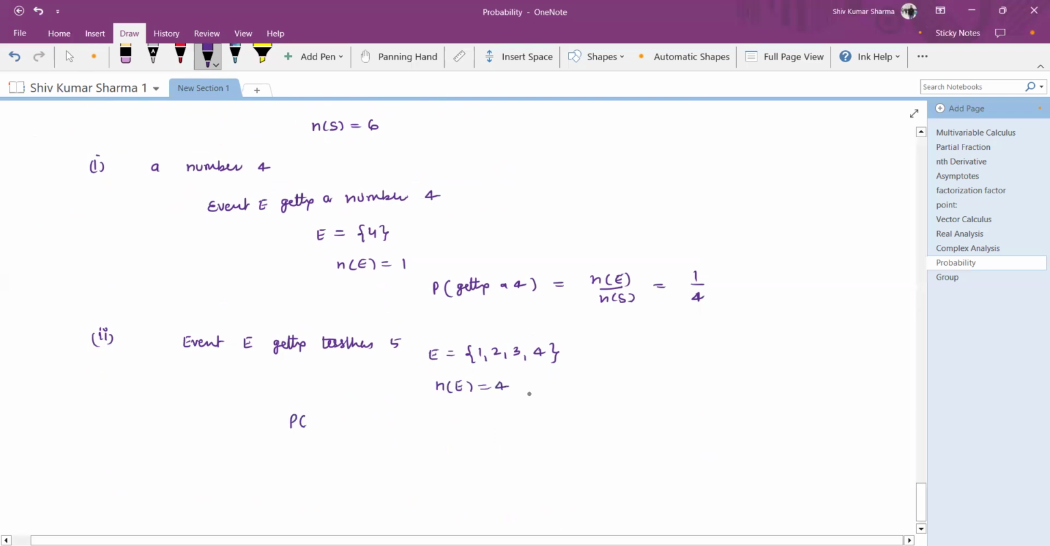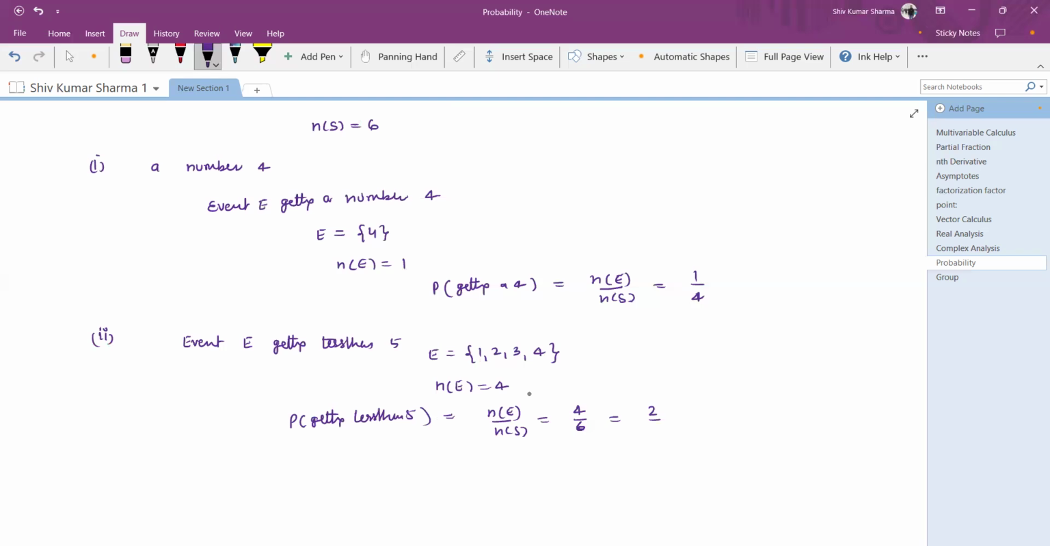So the probability P of getting less than 5 is equal to NE upon NS. NE upon NS is equal to 4 upon 6. So it means 2 by 3.